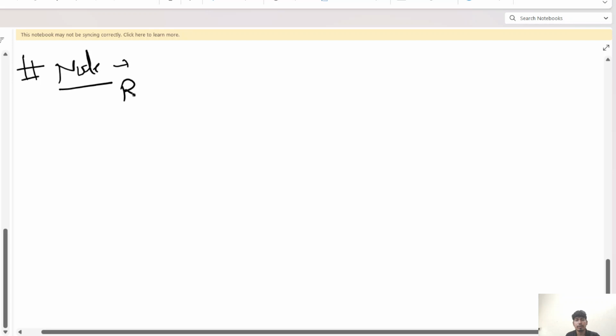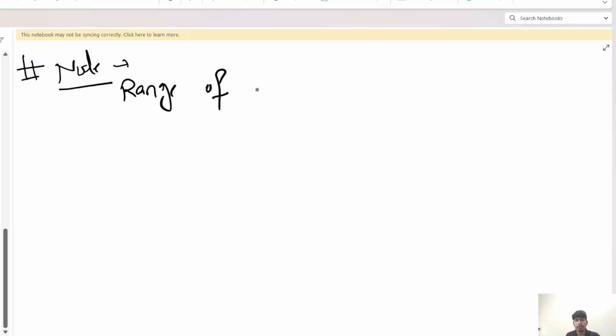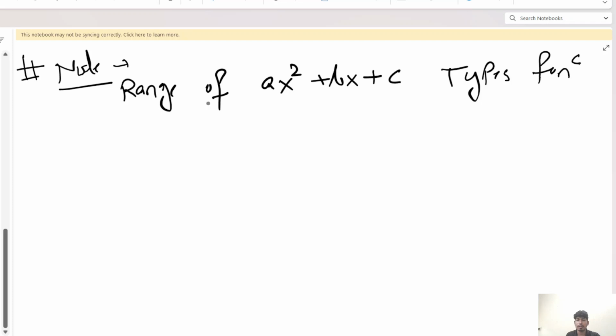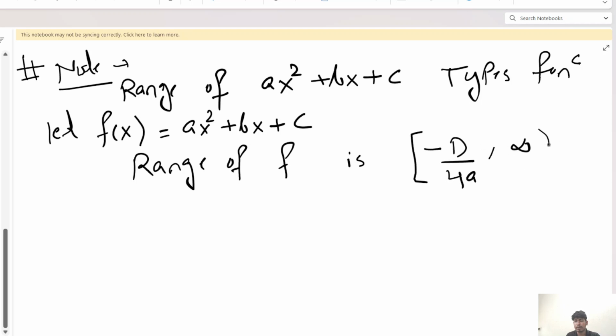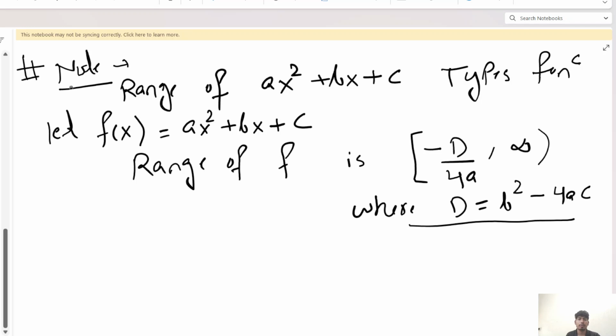Now we have one more note: the range of an ax squared plus bx plus c type function. Let f(x) be ax squared plus bx plus c, then the range of f is [minus D upon 4a, infinity), where the left side is closed and the right side is open, and D is equal to b squared minus 4ac. This is the note.